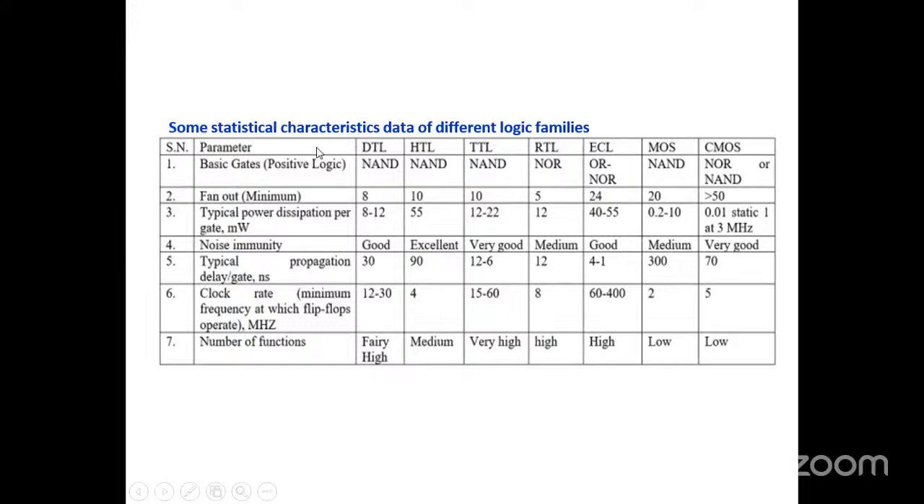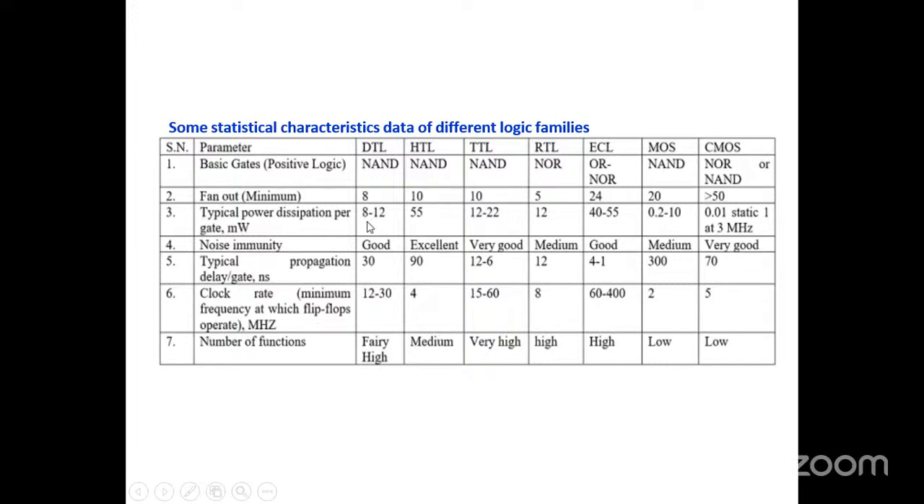Then coming to some statistical parameters, characteristics of the logic families, basic gates, NAND and NOR can be used as OR or NOR, MOS as AND, and CMOS, NOR and NAND gate that we can manage. Coming to the fan out, the minimum will be 8 to 10, and ECL logic will have 20 ICs we can consider. So they have a minimum of 24, whereas for MOS it will be 20, and for CMOS it will be greater than 50 fan out.